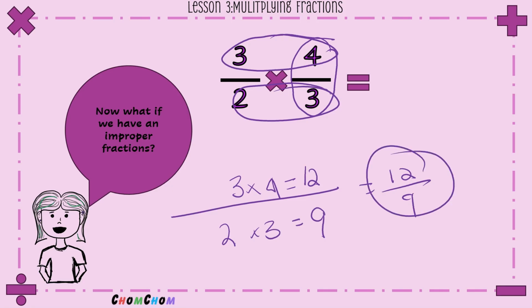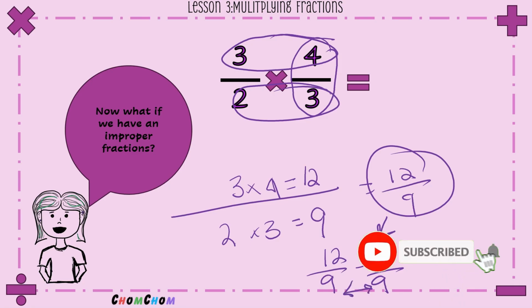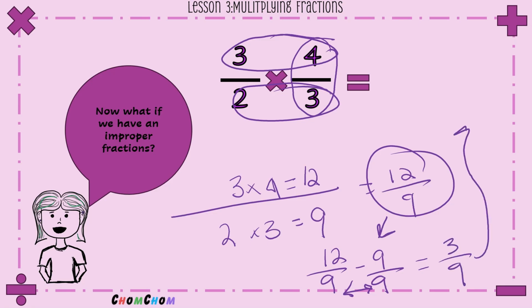Do you think we can simplify this into proper fraction form? What we want to do is we want to take away the whole. So what I'm going to do is I'm going to go 12 over 9 minus 9 over 9. We have the same base, so we can easily subtract, and then we have to have the same number on top if we're subtracting a whole. So our answer is going to end up being 3 over 9, which we can further simplify.